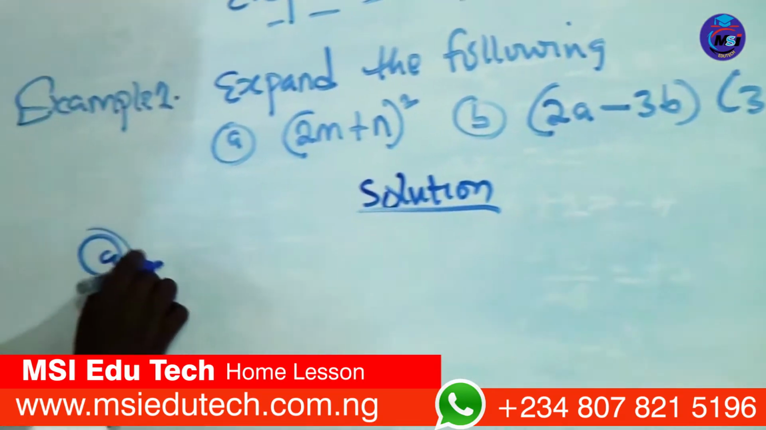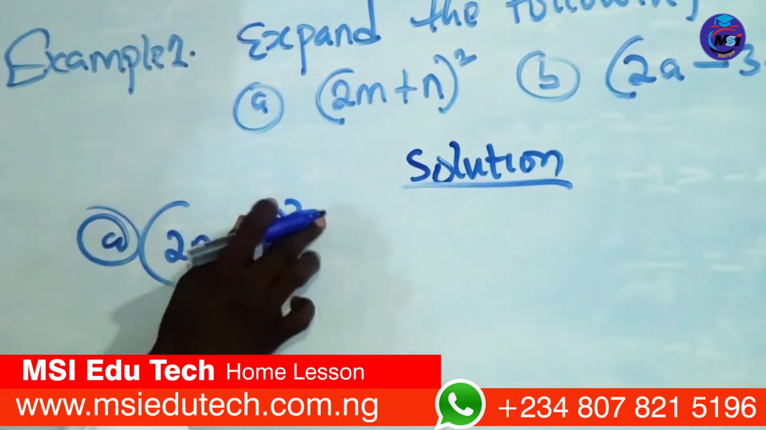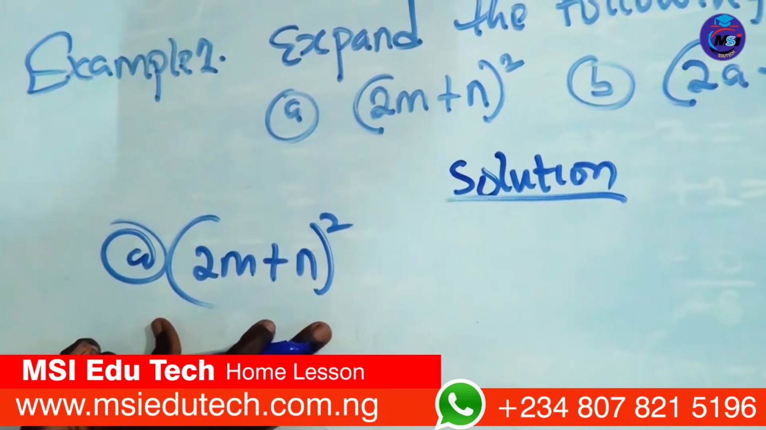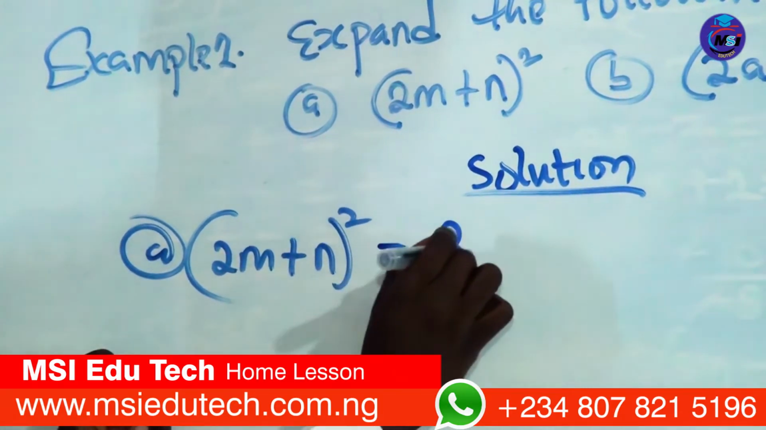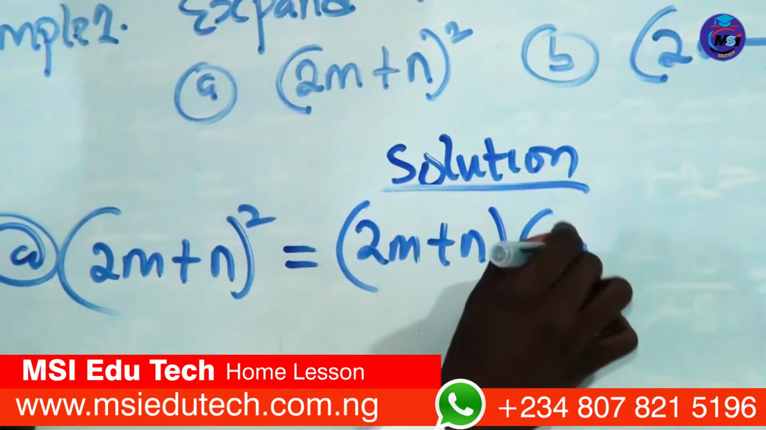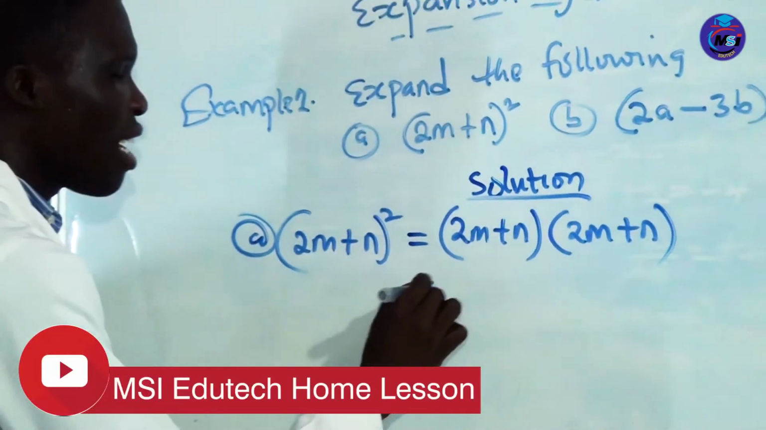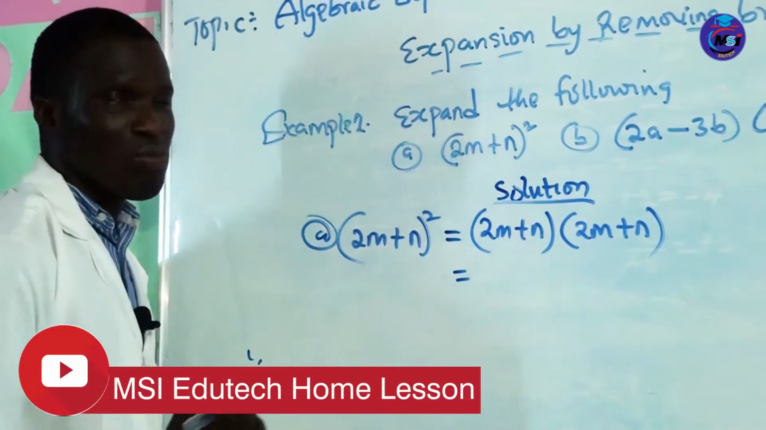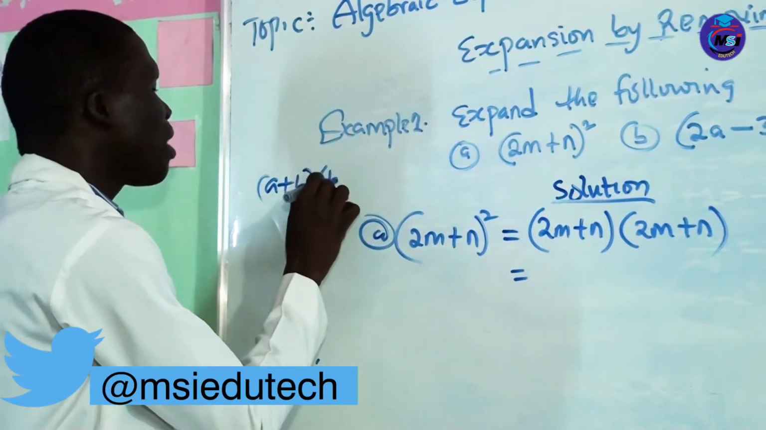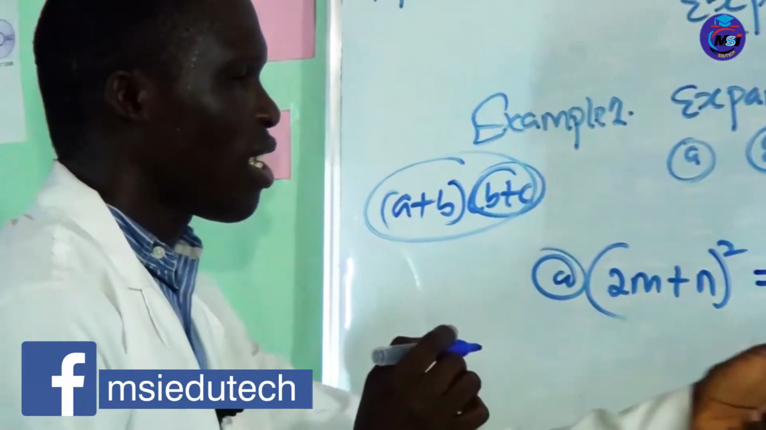We have (2m + n) squared. This square is telling you that you are going to have this twice, so this will give you (2m + n)(2m + n). I hope you understand. Okay, now let's open the bracket. Just remember what I told you in (a + b)(b + c). Now we are going to apply this here.